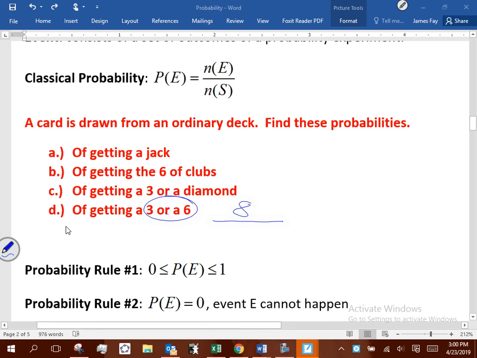You might have 2 3s and 0 6s. You might have 2 6s and 0 3s. Does that make sense? Okay? Not necessarily going to happen, but it could.